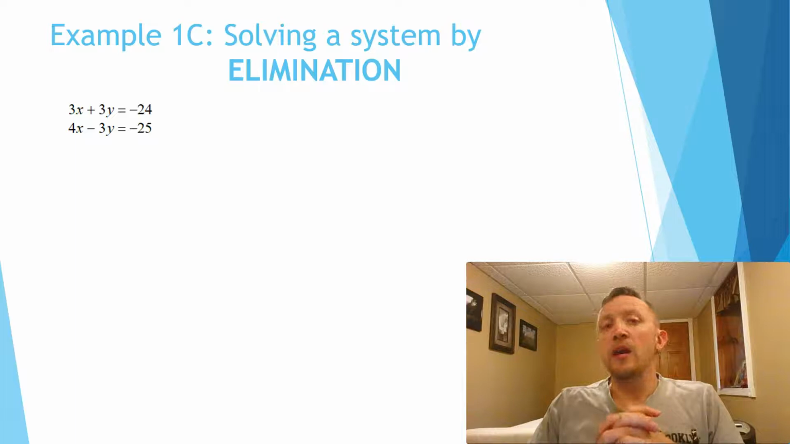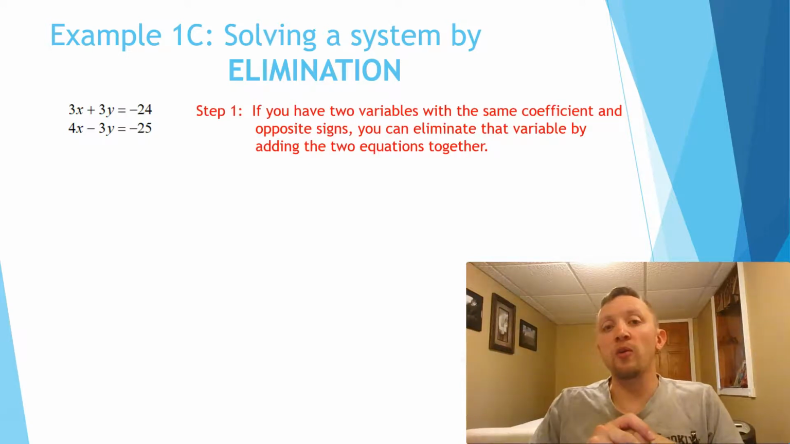Now, there's a couple ways that we could do these problems. Let's start with the most basic. What we're going to start out with is if we have two variables with the same coefficient and opposite signs. If you have my notes, you might want to highlight or underline that sentence. We're looking for situations where we have the same coefficient, so the number attached to the variable, but with opposite signs, so one's plus, one's minus. And you can eliminate that variable by simply adding the two equations together.